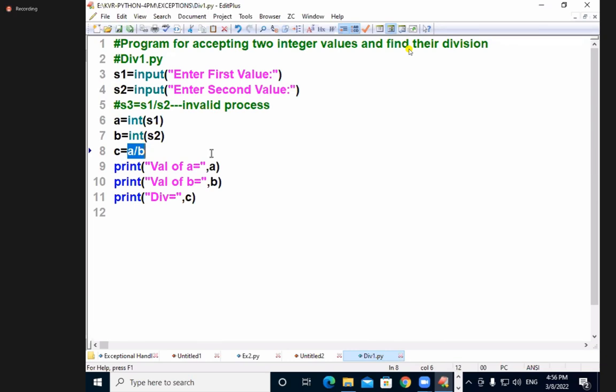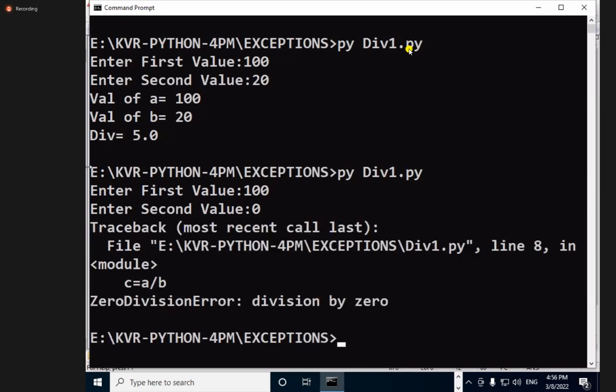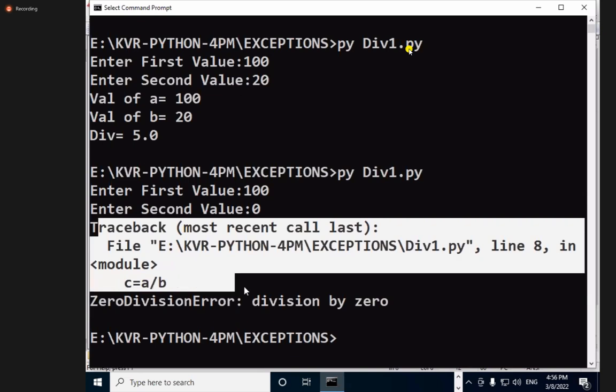100 by 0 is able to perform the operation or unable to perform the operation, which is known as what? A division by 0 problem we can call. Yes, see that now, division by 0 problem. Now press enter key here. Yes, see that it is going to give you completely that line.